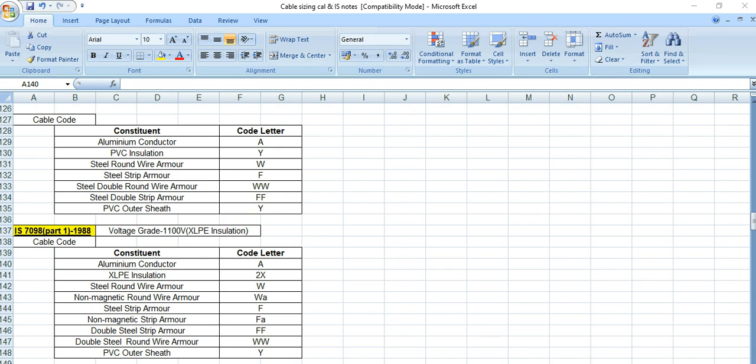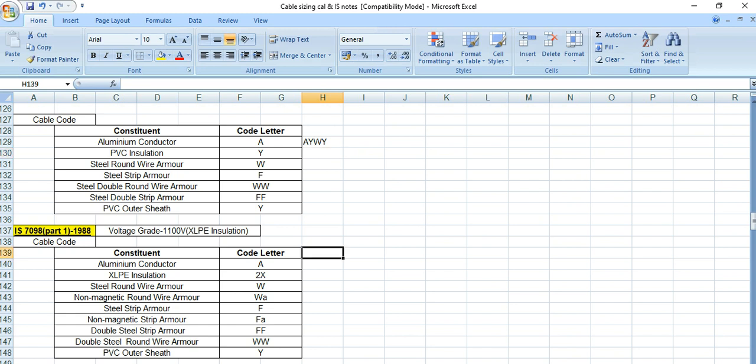Today I will discuss the cable code. In the cable data sheet, you will see a code. Suppose you can see in the data sheet it is mentioned AYWY. So what does it mean?